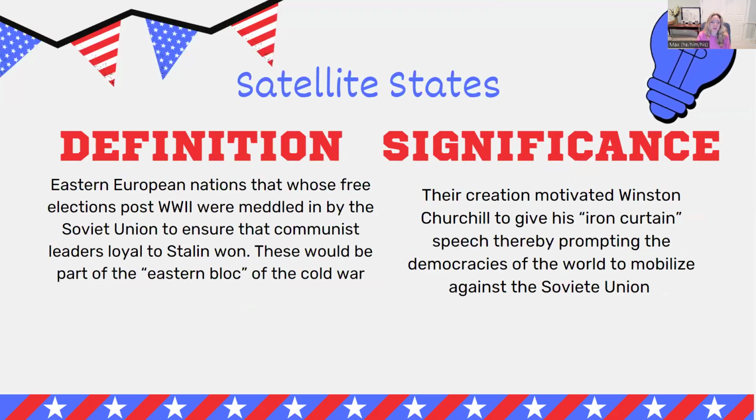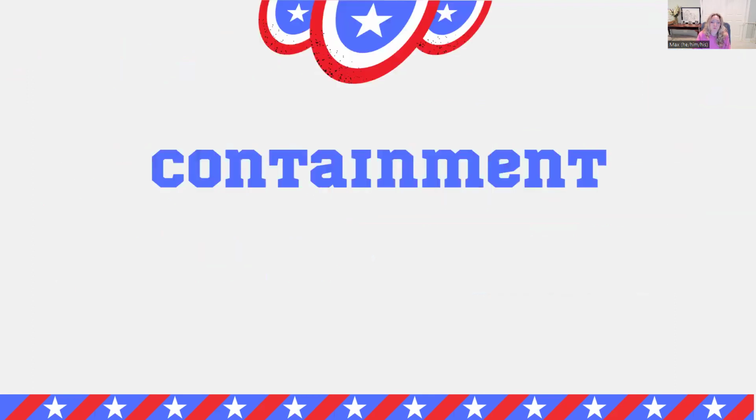Satellite states. Eastern European nations whose free elections post-World War II were meddled in by the Soviet Union to ensure that communist leaders who were loyal to Stalin won. These would be part of the Eastern Bloc of the Cold War. Their creation motivated Winston Churchill to give his famous Iron Curtain speech, where he says an Iron Curtain has descended across Europe, basically calling out the physical and ideological divide that separates the Western democracies from the Eastern communists. And that speech prompted the democracies of the world to mobilize against the Soviet Union.